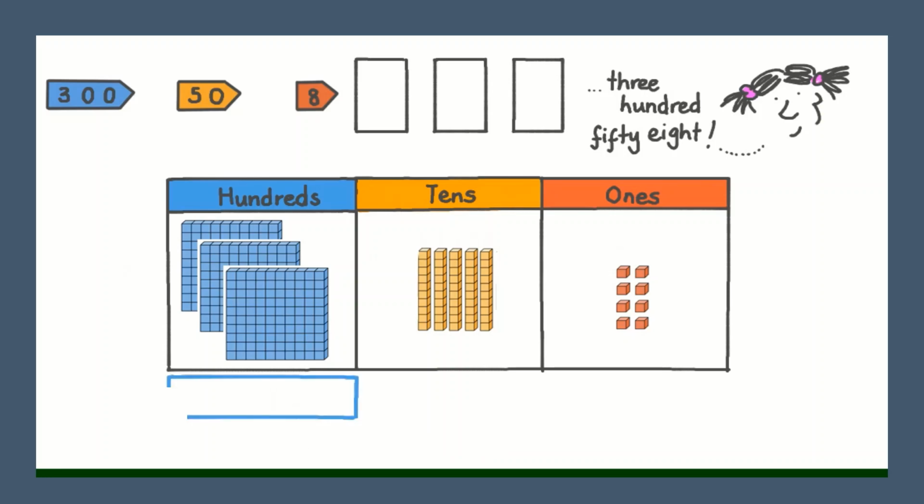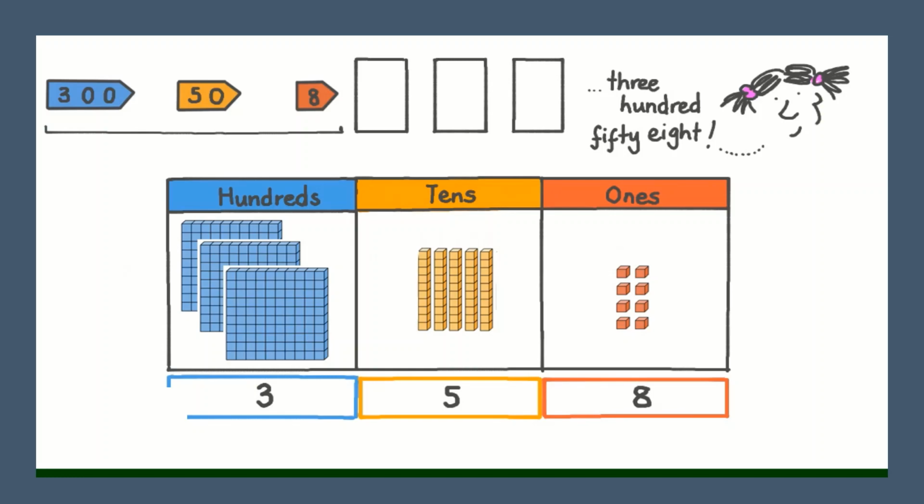We only need one digit to represent the number of hundreds, one to represent the number of tens, and one for the ones. Now we have 3 hundreds, 5 tens and 8 ones. So we can write the number 358 using the digits 3, 5 and 8.